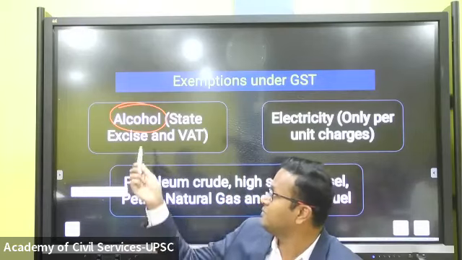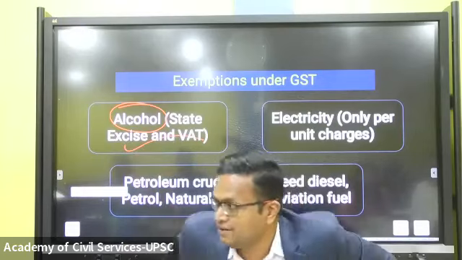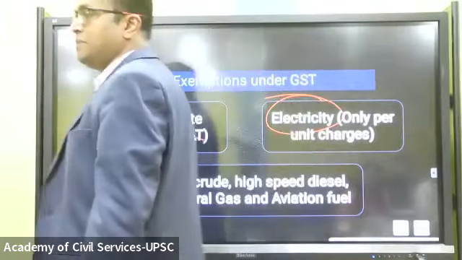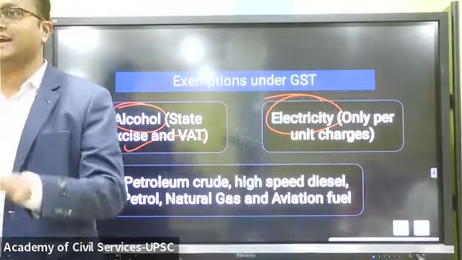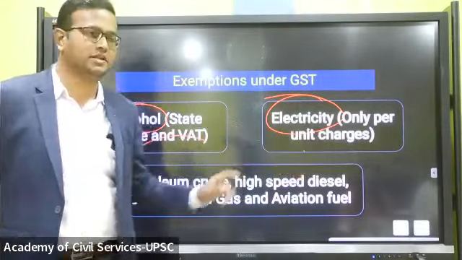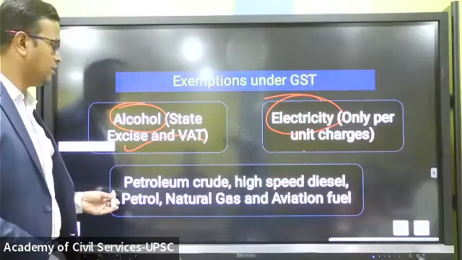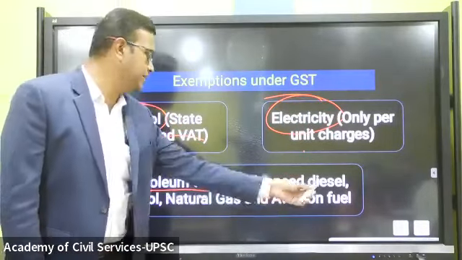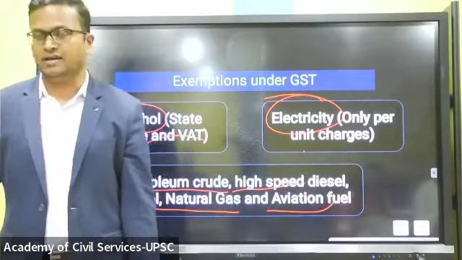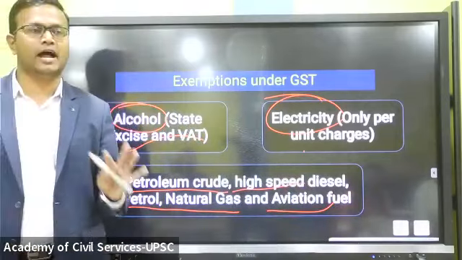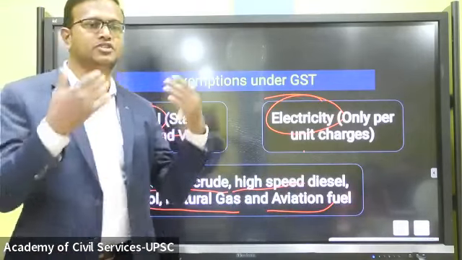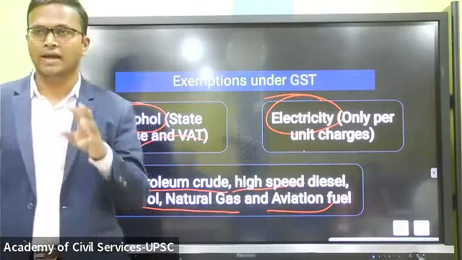And coming to our topic, excise duty and value added tax are there on alcohol, and electricity. Already people have a complaint that the electricity charge is very high. Now, if tax is also there, people will protest. That is why only electricity unit charges are there. Petrol, crude oil, high-speed diesel, natural gas, and aviation fuel are not brought under GST at present. The government has a plan to bring them under GST in future. Why are they not brought?